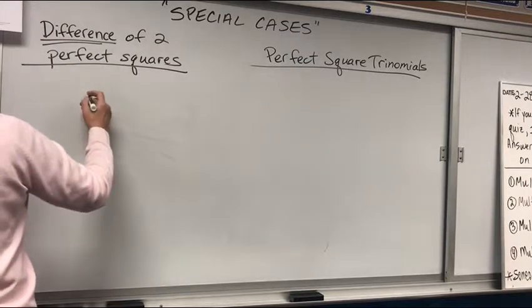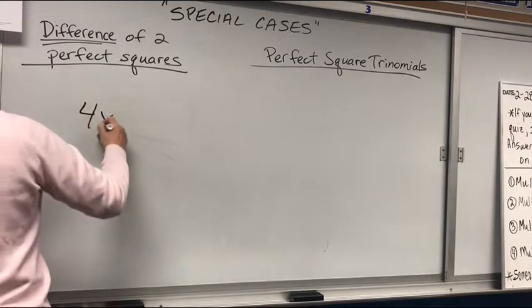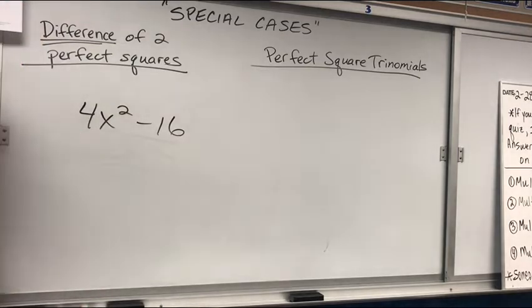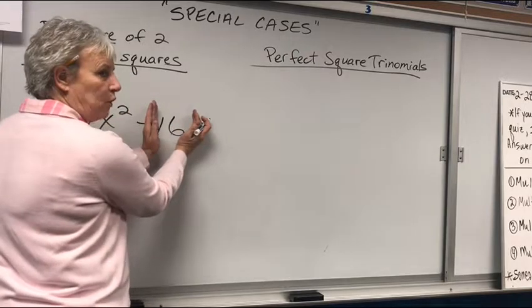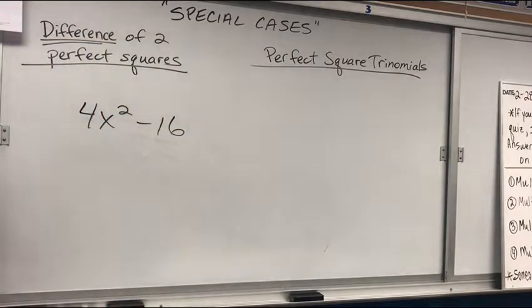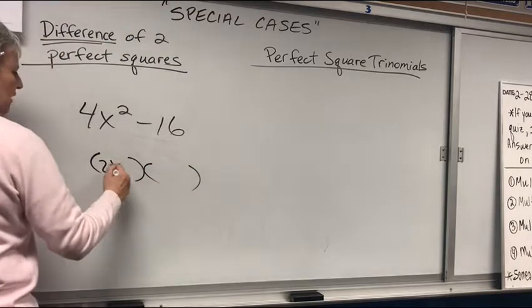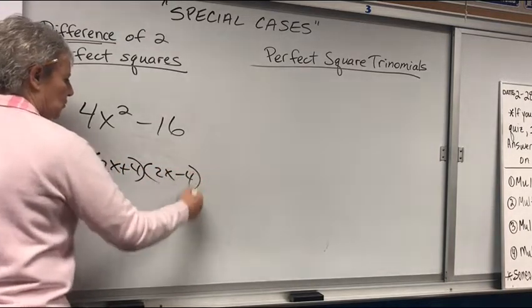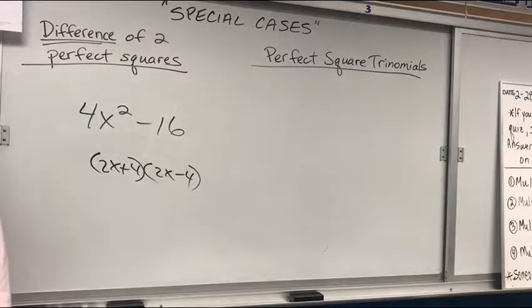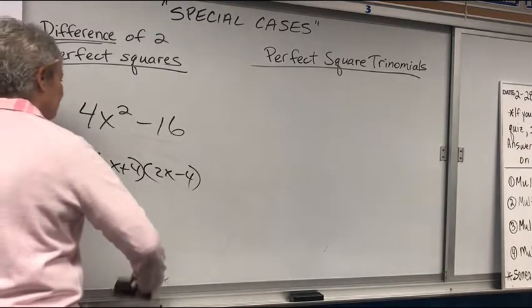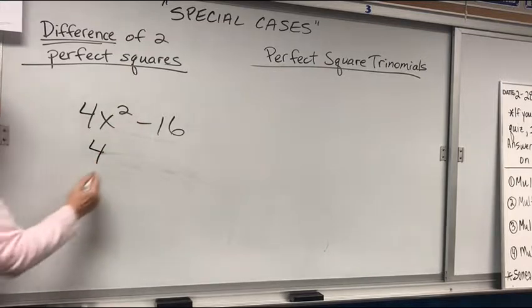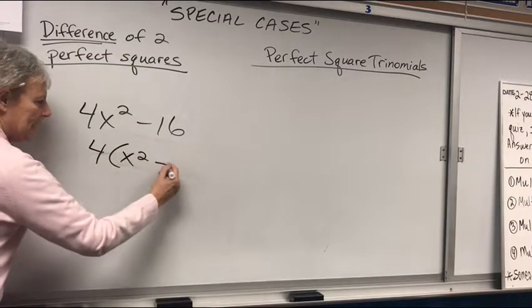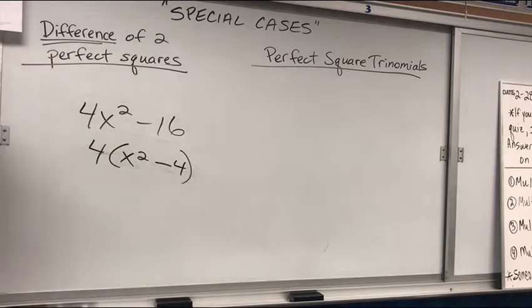Is this the difference of two perfect squares? Yes. Square root of that, 2x. Square root of that, 4. All you knuckleheads are going to do this: 2x plus 4, 2x minus 4. Wrong. Why? You got to do the GCF first. Take out a 4. X squared minus 4. Then check again.